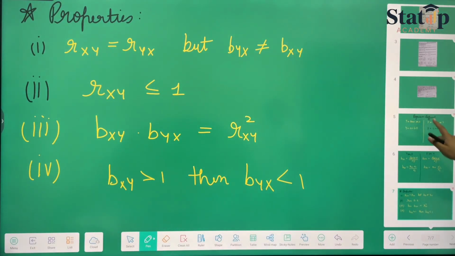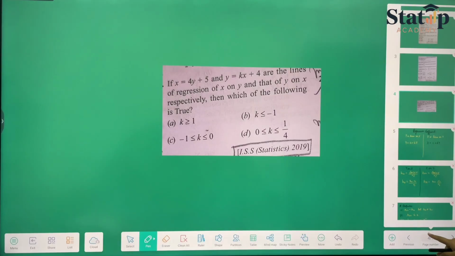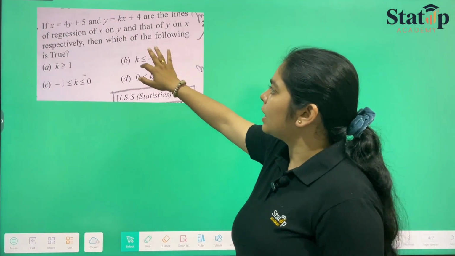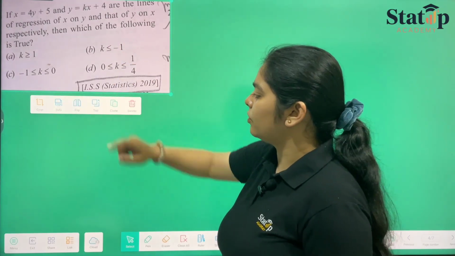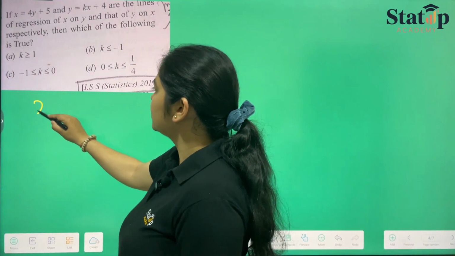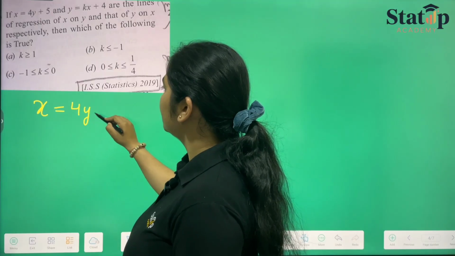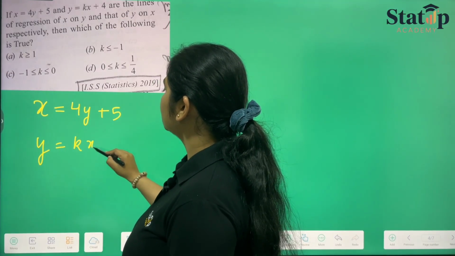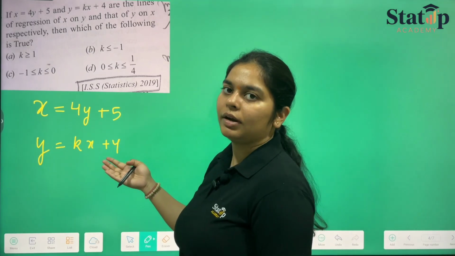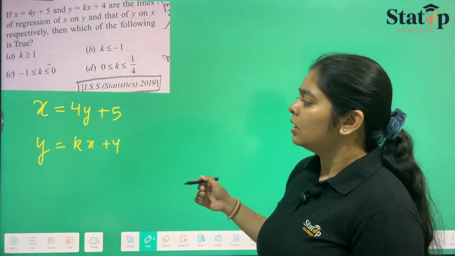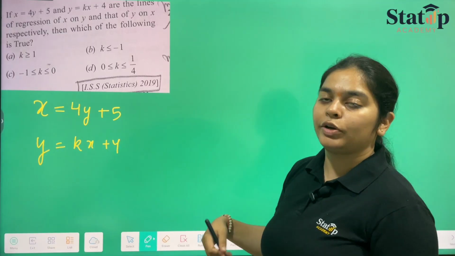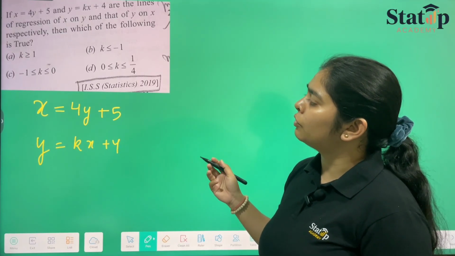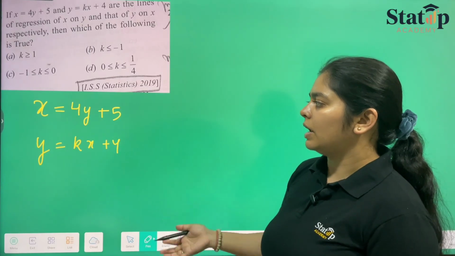Now let us move to some of the PYQs. So this is your PYQ of 2019. Here they have given us two regression equations. First is x equals 4y plus 5, and the second is y equals kx plus 4. So they have already given us in the format which we have done, x equals and y equals, so we don't need to convert. Now we have to find the value of k.